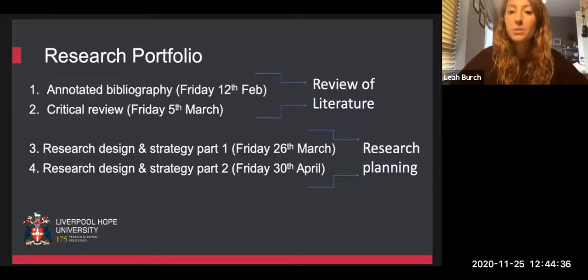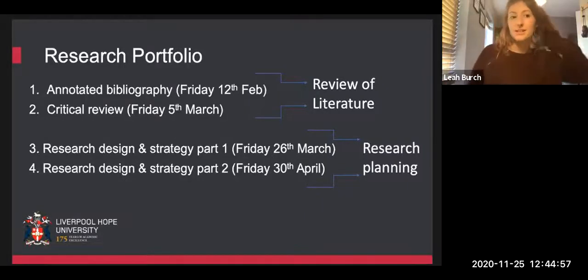So to finish then, I wanted to quickly talk you through the plan of the research portfolio. Like I said, we're going to be breaking this down into more detailed guidance, and all of that is going to be available on Moodle for you. But just to give you a bit of an insight as to what you can expect.